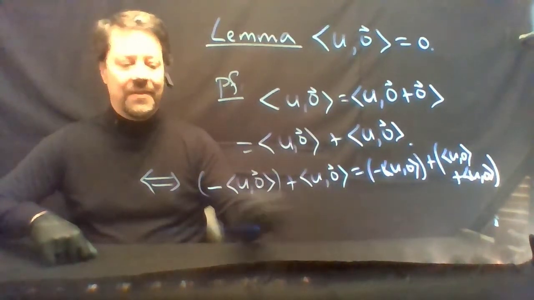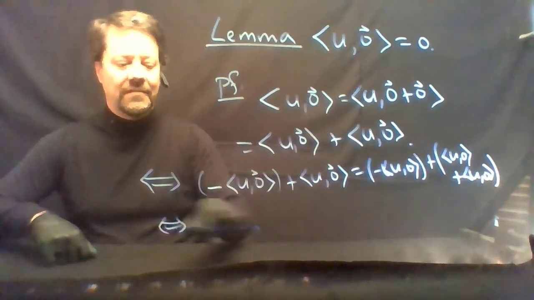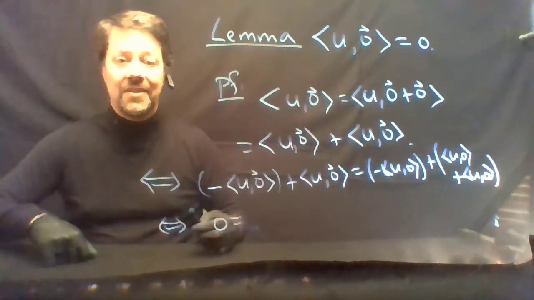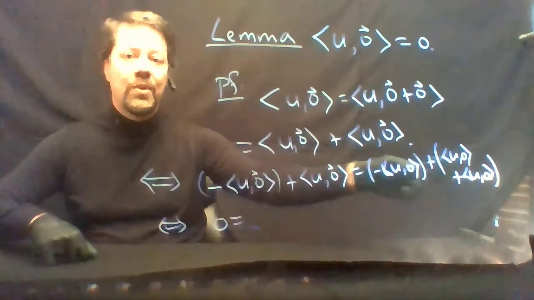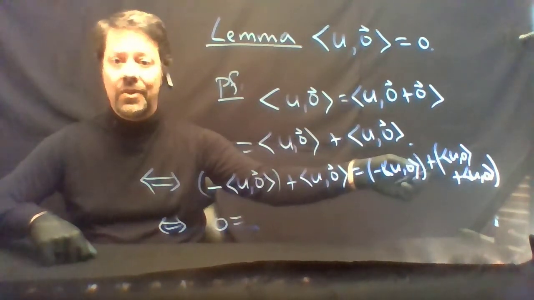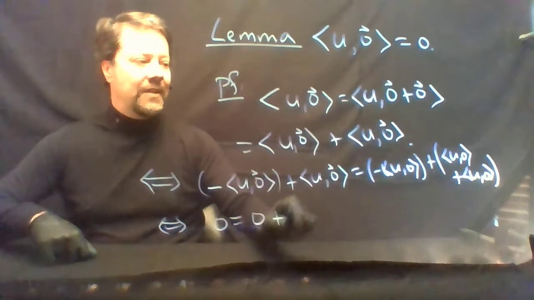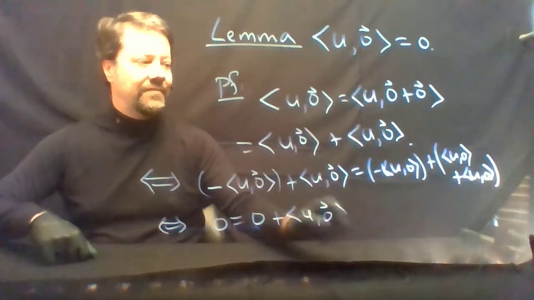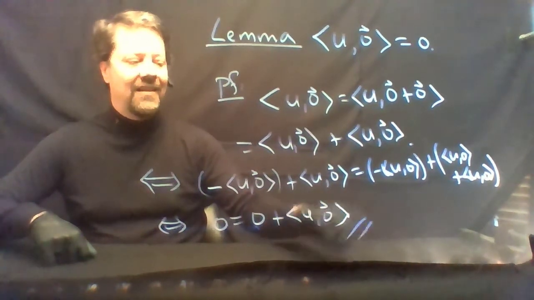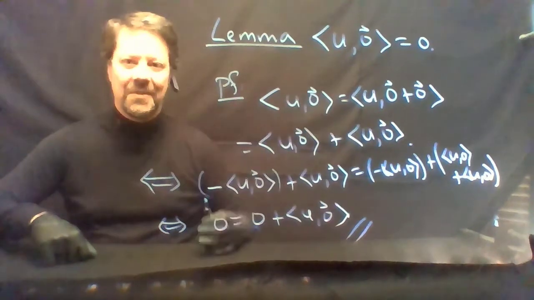But if I add something to its additive inverse, I get 0. And we can regroup on the right-hand side using the associative law and get 0 plus the inner product of u and 0. And hence, the theorem is true.